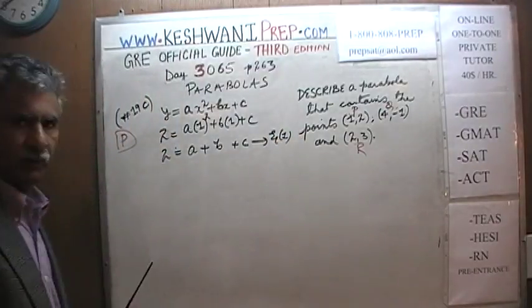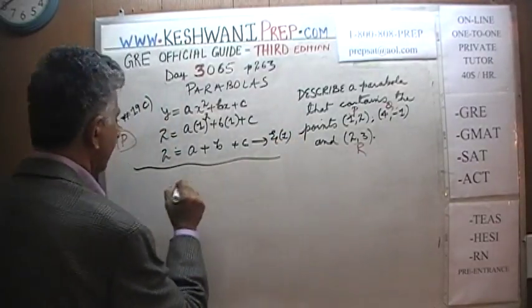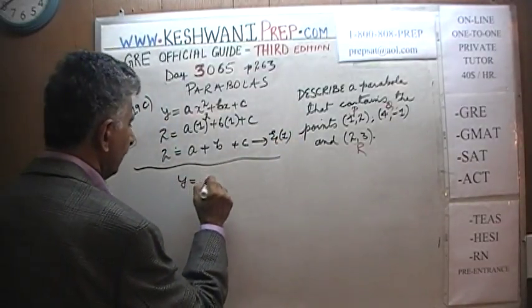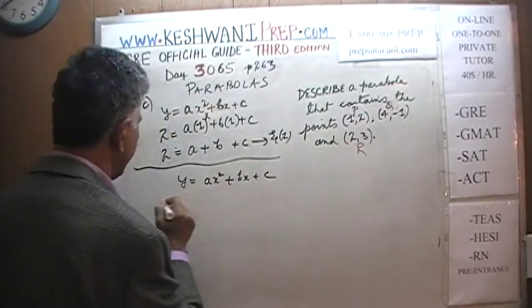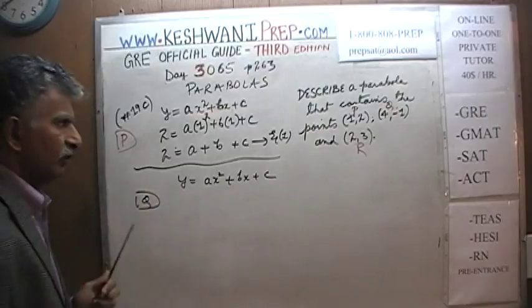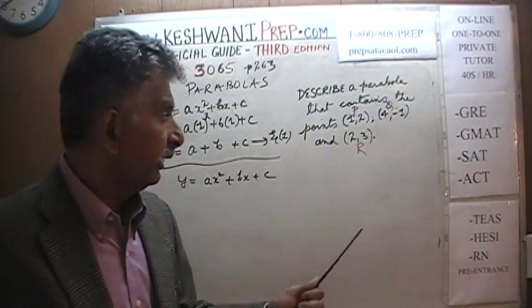Equation 1. Let's work on the second equation. Again, y is equal to ax squared plus bx plus c. Let's use point Q. If you use point Q, pay attention. It's important that we pay attention.